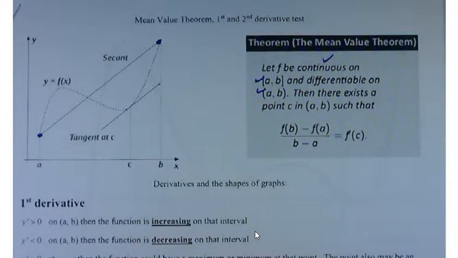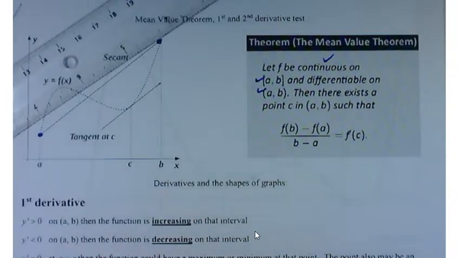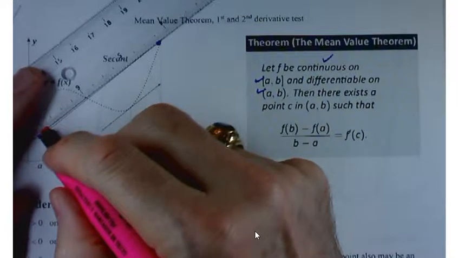our secant line. Let me make it a little bit more clear. Let's see. Do we have any rulers here? Oh, here we go. That's all right. Yeah, Sky's got all of them.